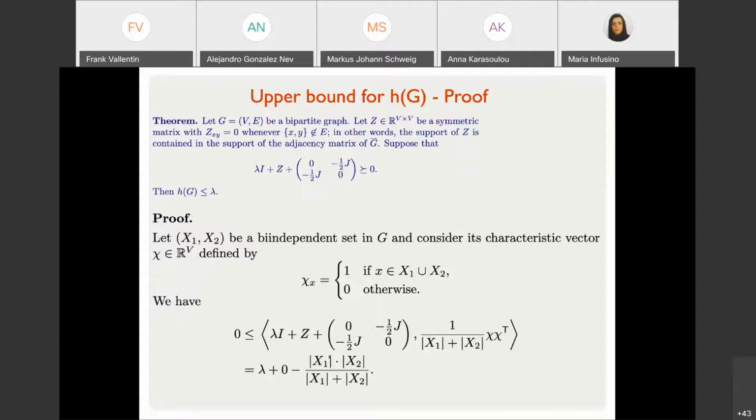And this is exactly the h parameter of x1, x2. And then you bring this on the other side, and you see that h of x1, x2 is less or equal than lambda. So very simple. And because x1, x2 is an arbitrary bi-independent set, it gives you an upper bound for the h parameter of G. Okay, so we have an optimization version for getting upper bounds for h of G using efficient semi-definite programming.